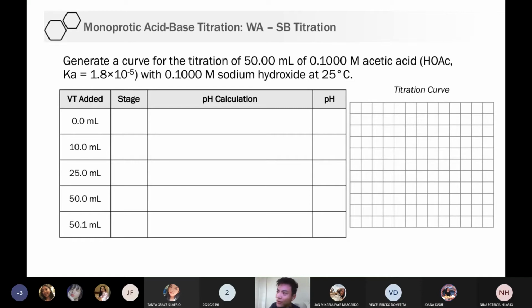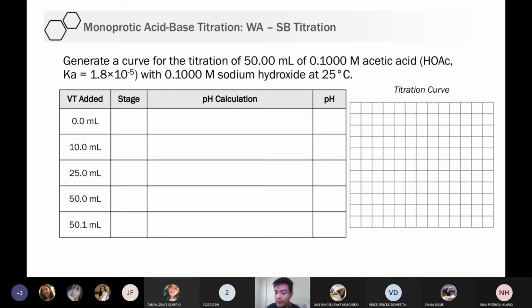So, let's have this problem. Generate a titration curve. Hindi na ako magka-curve, kayo na lang mag-graph. Generate the titration curve for the titration of 50 ml of 0.1 molar acetic acid, or we can abbreviate that as HOAc, Ka is 1.8 times 10 raised to negative 5, with 0.1 molar sodium hydroxide at 25 degrees Celsius.